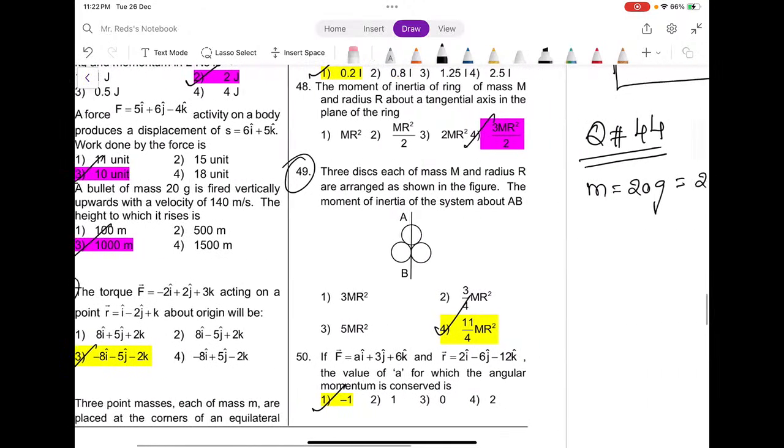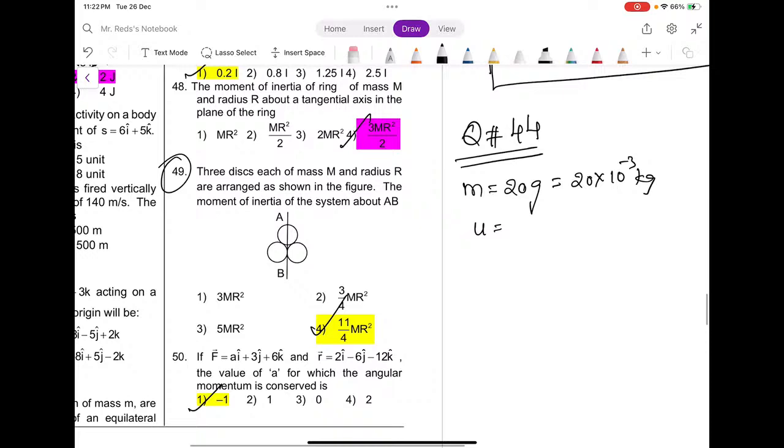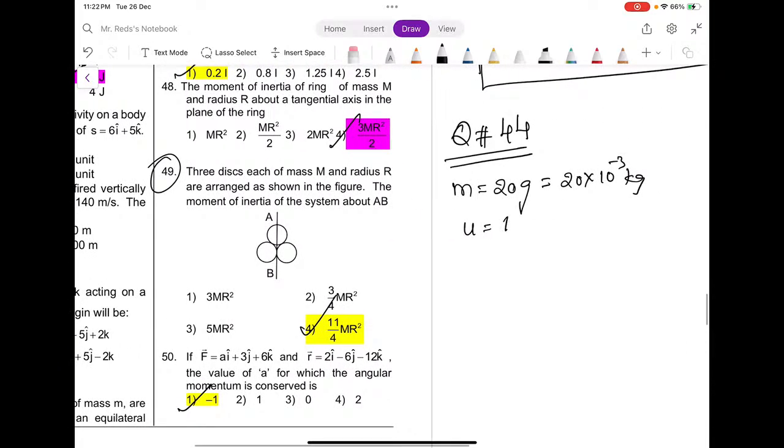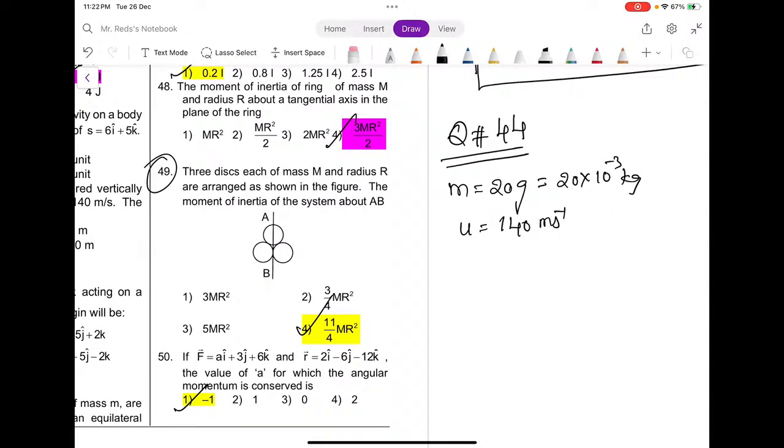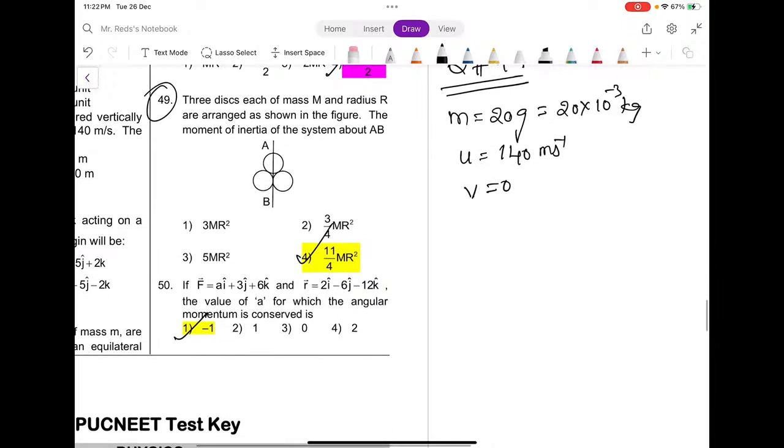And it is projected with initial velocity U is equal to 140 meter per second. It is SI unit only, no problem. The height to which it is raised means after raising to that height, maximum height, final velocity should be 0. That is what you have to understand. Copy it down. So what is the height raised is the question.